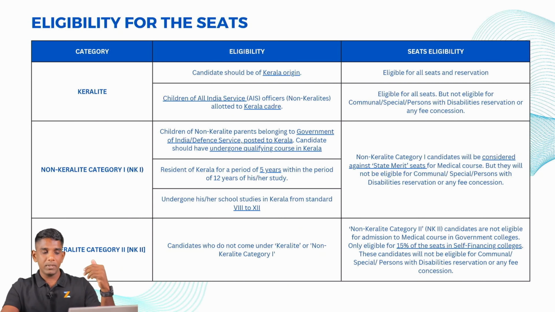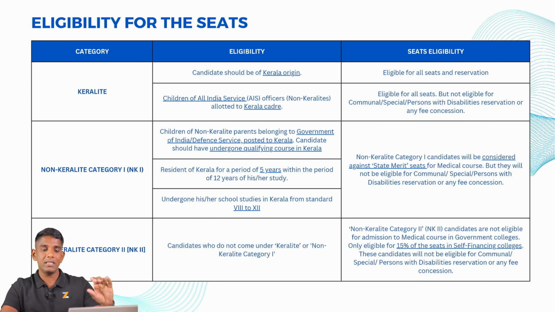And the second type is the candidate is resident of Kerala for at least 5 years in their 12 years of study. In the 12 years of study, they should have been a resident of Kerala for 5 years. This is the second type of eligibility. The third type of eligibility is the candidate should have undergone school studies in Kerala from 8th standard to 12th standard. This is the third type of eligibility.